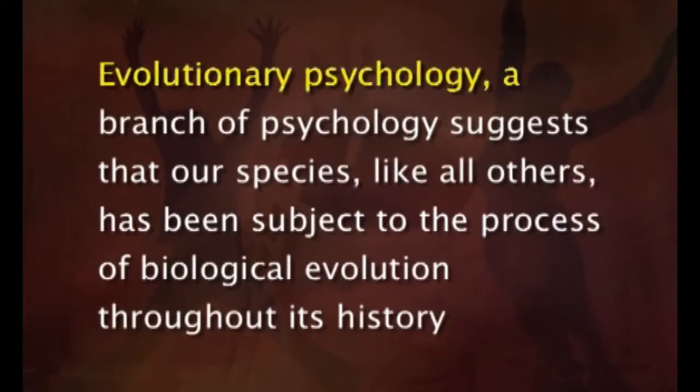Many social psychologists have come to believe that our preferences, behaviors, emotions and even attitudes are affected to some extent by our biological inheritance. This view that biological factors play an important role in social behavior comes from the field of evolutionary psychology. Evolutionary psychology is a branch of psychology that suggests that our species, like all the others, has been subjected to the processes of biological evolution throughout its history.